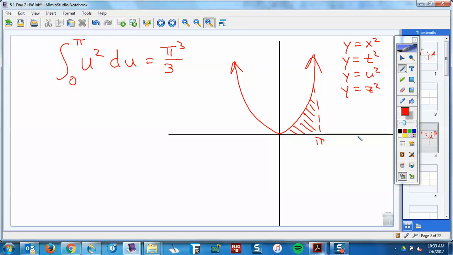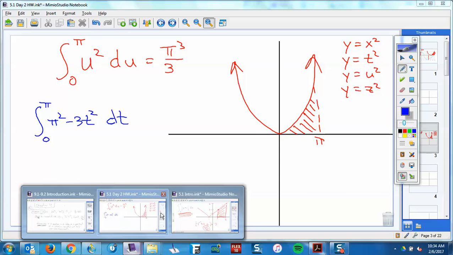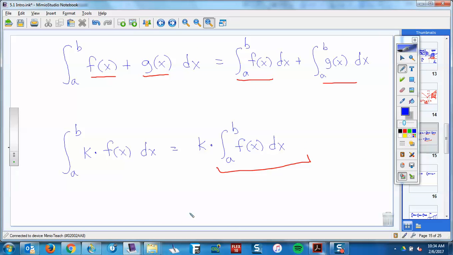So then what was the problem on 25 then, Connor? The same definite integral from 0 to pi, and then in parentheses pi squared minus 3t squared, dt. Now, I usually don't put those in parentheses, but you can, it's fine. It just tells you that's the function. So what they're trying to get at here is having you use these two rules. That's all they wanted you to do.